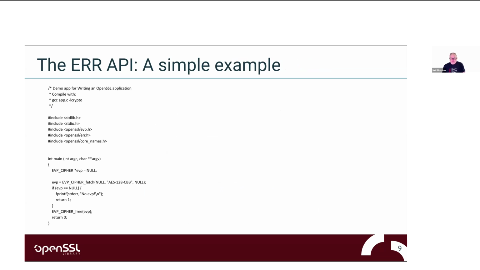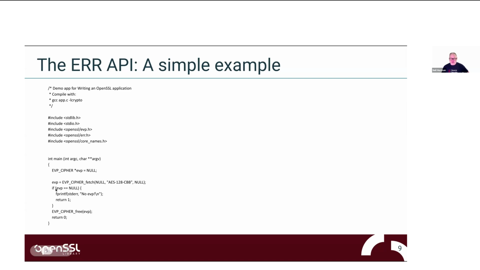So let's see an example of the error API at work. I've got a sample program here. It's very straightforward. It does nothing useful, but it's good for demonstration purposes. We have a main routine that has a stack variable that is of the EVP cipher type. This is an OpenSSL object representing a cipher. We make a call to EVP cipher fetch, which allocates and initializes this data type according to certain parameters. The most notable one here is the type of algorithm we want to fetch, AES-128 CDD.